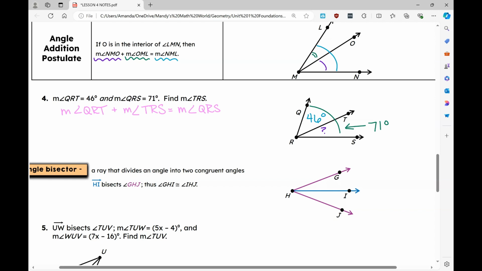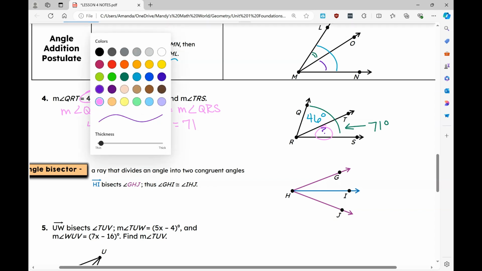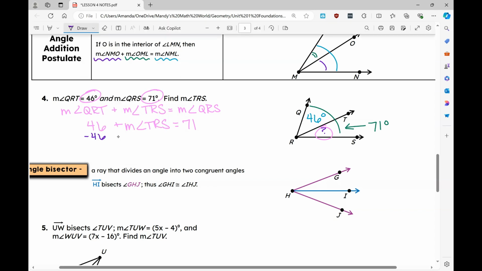What I'm going to do now is, given these numbers, plug them into my equation. The measure of angle QRT, we know that. That's 46 degrees. The measure of angle TRS, we don't know that, right? That's our unknown. So I'm just going to write the measure of angle TRS equals the measure of angle QRS. We know that to be 71 degrees. Now I'm just going to solve this because it's just an algebraic equation that I've set up, by subtracting 46 from both sides. And I get that the measure of angle TRS equals 25 degrees.